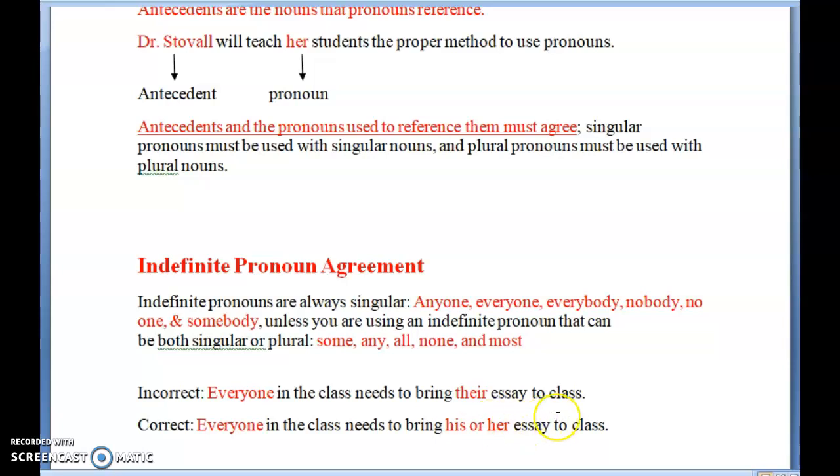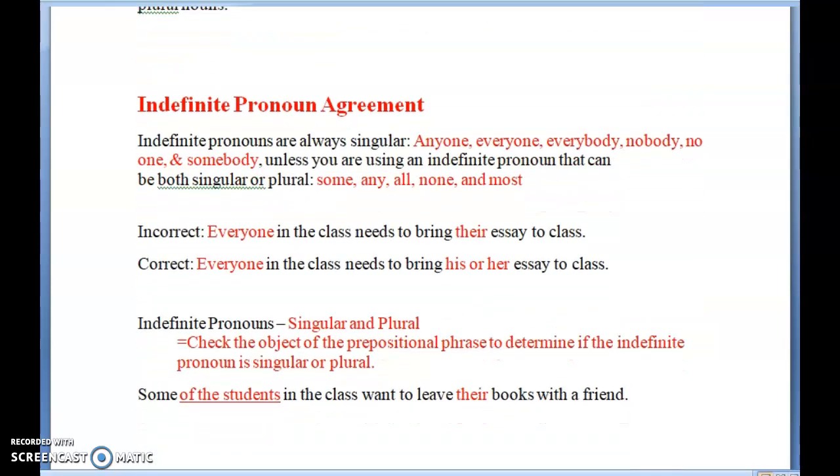Okay, so whenever you're using an indefinite pronoun and you're using a pronoun to reference it, if it's a subject case pronoun, it would be he or she. Okay, all right. For the pronouns that can be both singular and plural, we'll have to check the object of the prepositional phrase to determine whether the pronoun is acting as a singular antecedent or a plural antecedent.